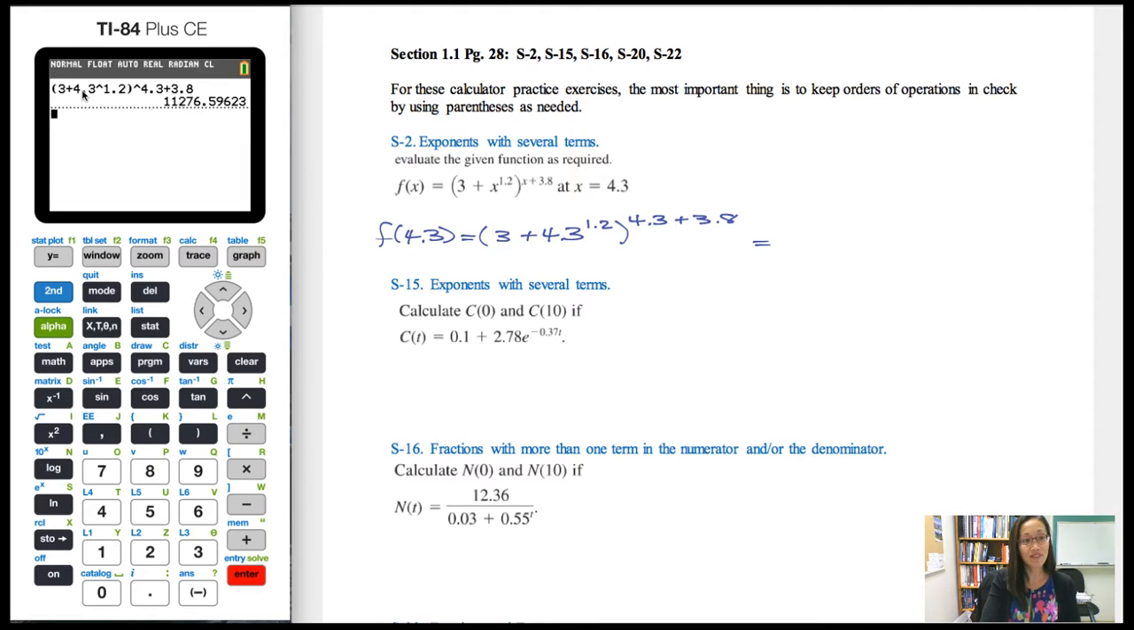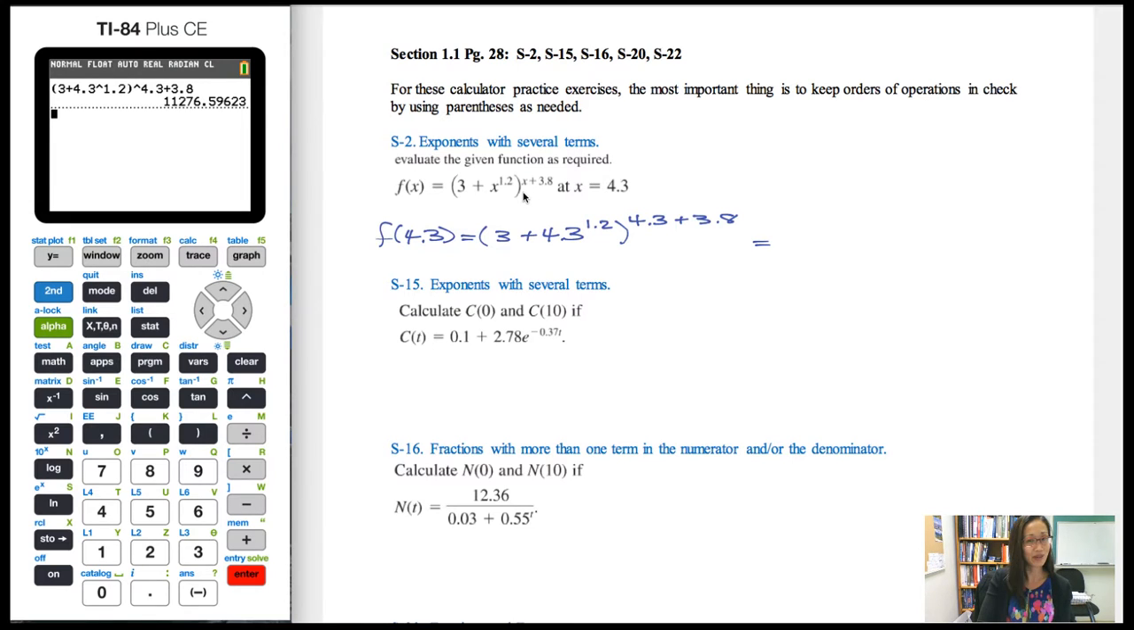So if we take a look at what we've told our calculator to evaluate, this is what we've told the calculator to do. We said, take 4.3, raise it to 1.2, that gives you a value. Take that value, add 3 to it, that gives you another number. And then raise that to 4.3, that gives you another number. And then finally take that answer and then add 3.8 to it, which gives us 11,276.